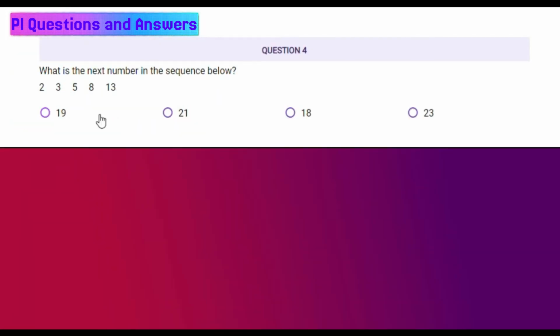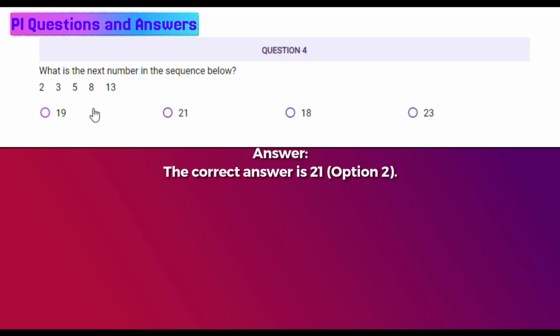Question number 4. What is the next number in the sequence below? Sequence 2, 3, 5, 8, 13. Options. Option 1, 19. Option 2, 21. Option 3, 18. Option 4, 23. Answer. The correct answer is 21.